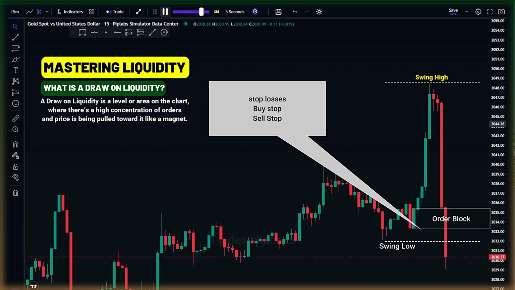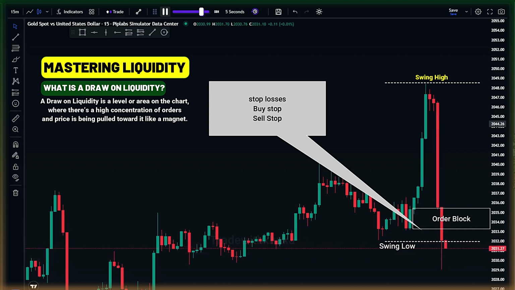Remember the statement, they need a zone to enter and exit their trade. So if they enter, taking you out, they will also move out, taking you out. You understand? That is what is draw on liquidity. Think about it like a magnet.